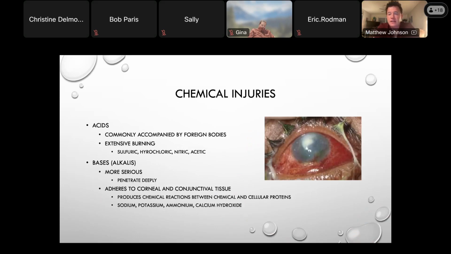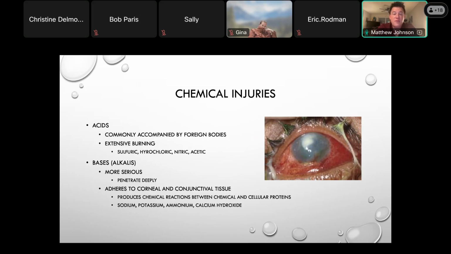Then, as I alluded to before, we have chemical injuries. These are going back to chemistry or science class. These are acids and bases. If it's an acid that gets in the eye, it's most likely accompanied by a foreign body, so you have extensive burning. This is like your sulfuric acid, your hydrochloric acid, nitric acid, acetic acid. All of those basically just burn off the front of the eyes, which is great. So that's why you have to flush them so quickly.